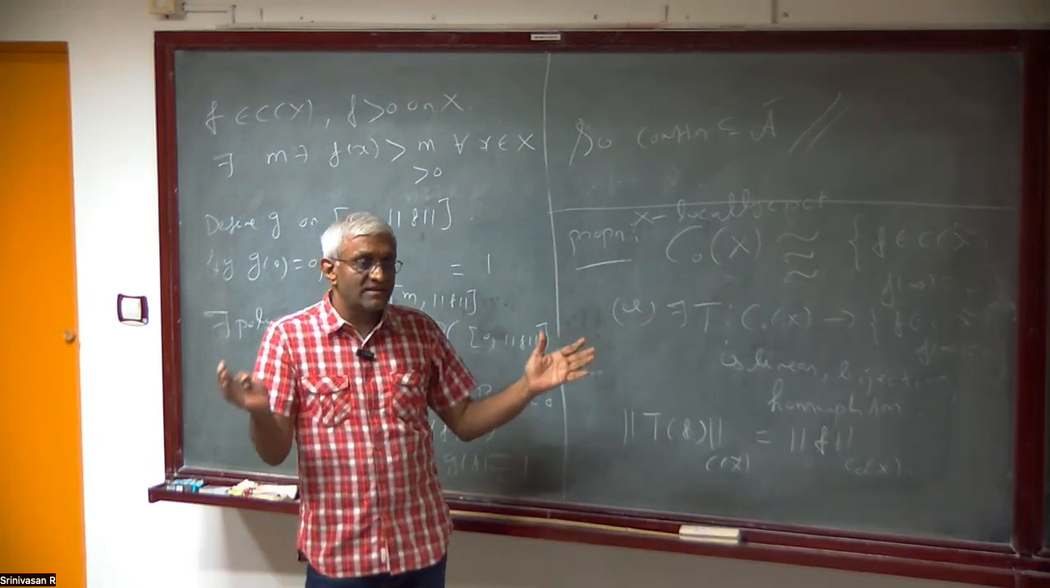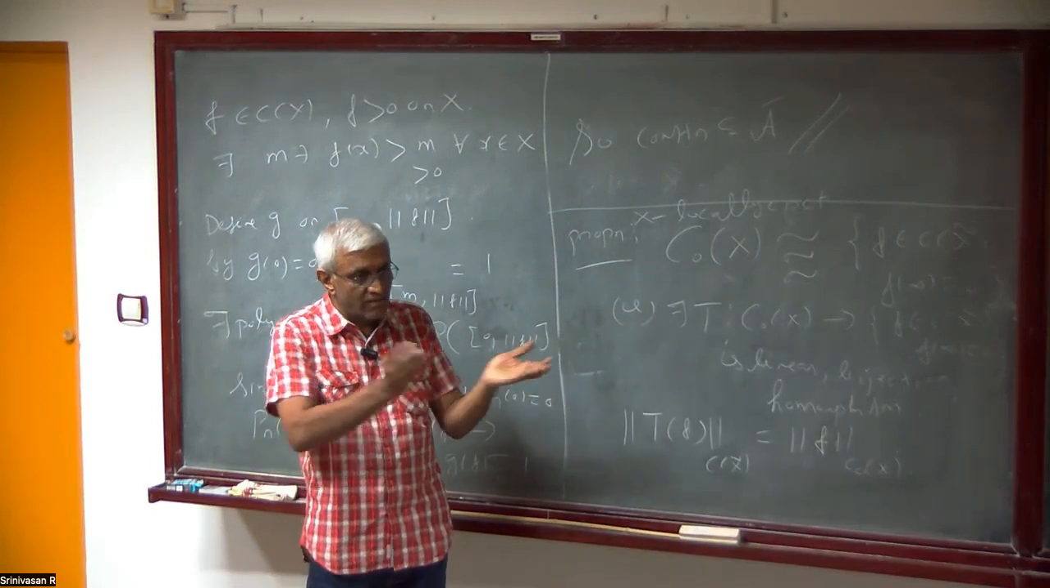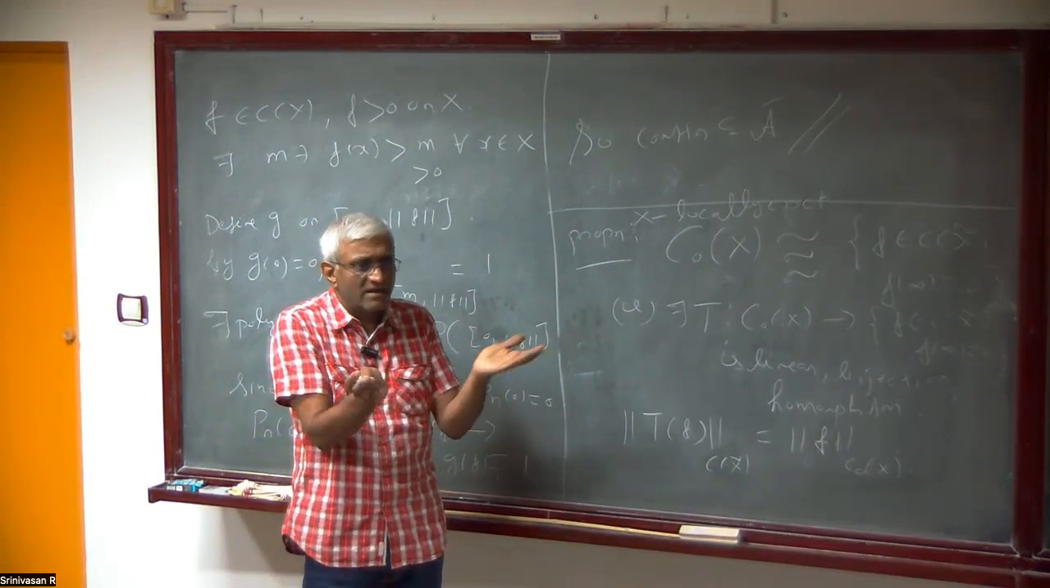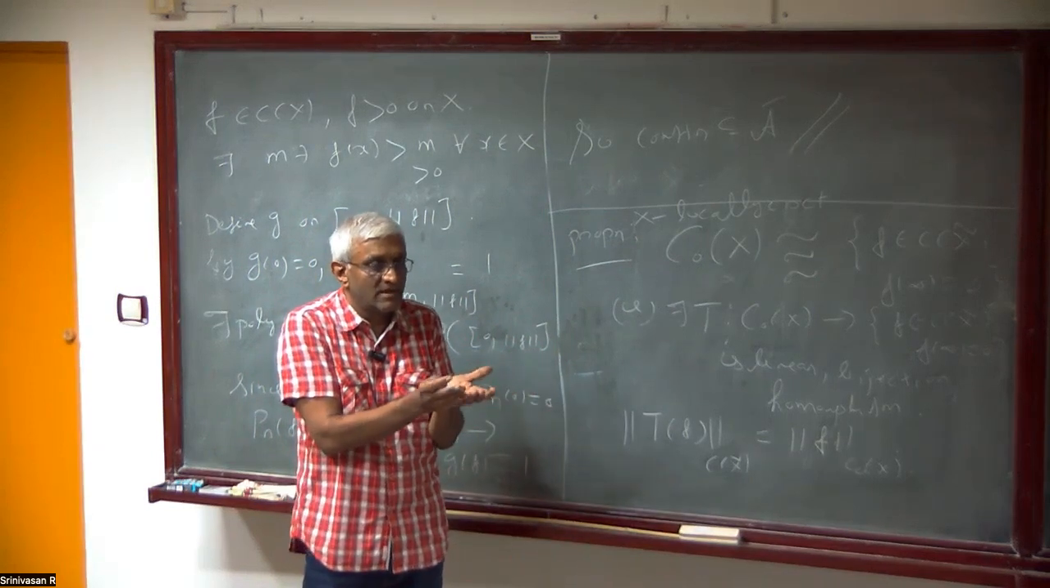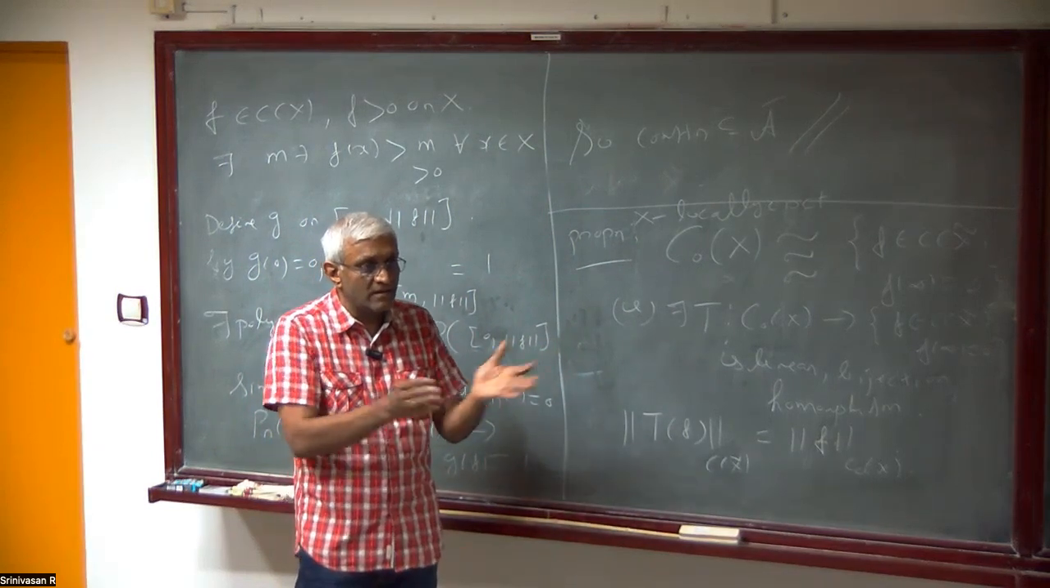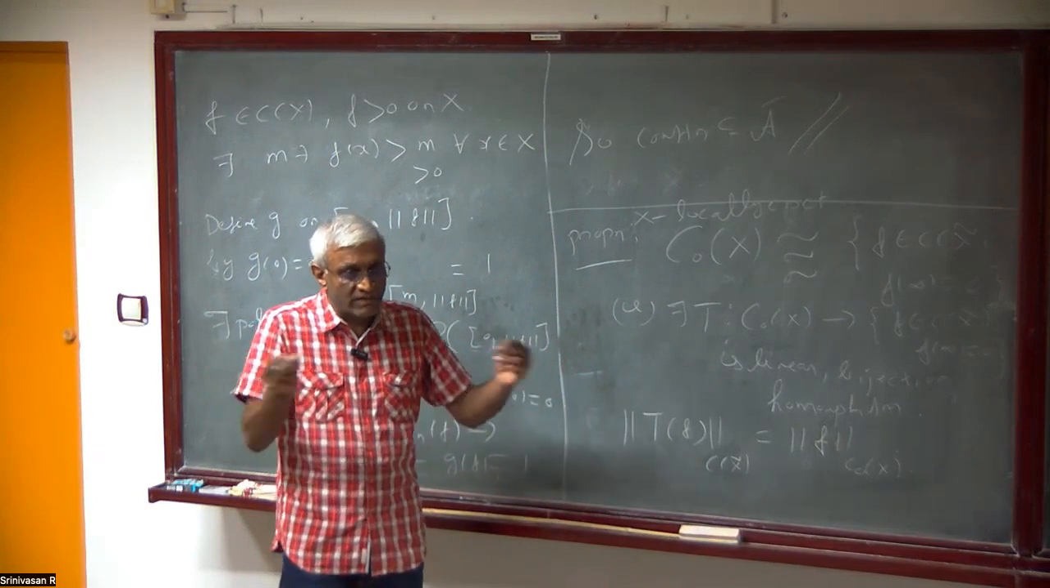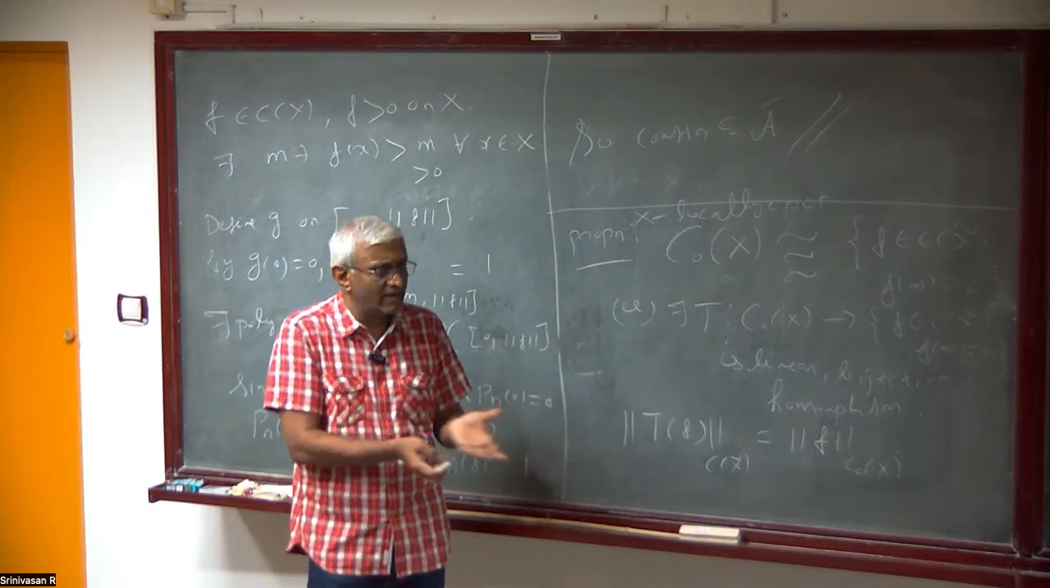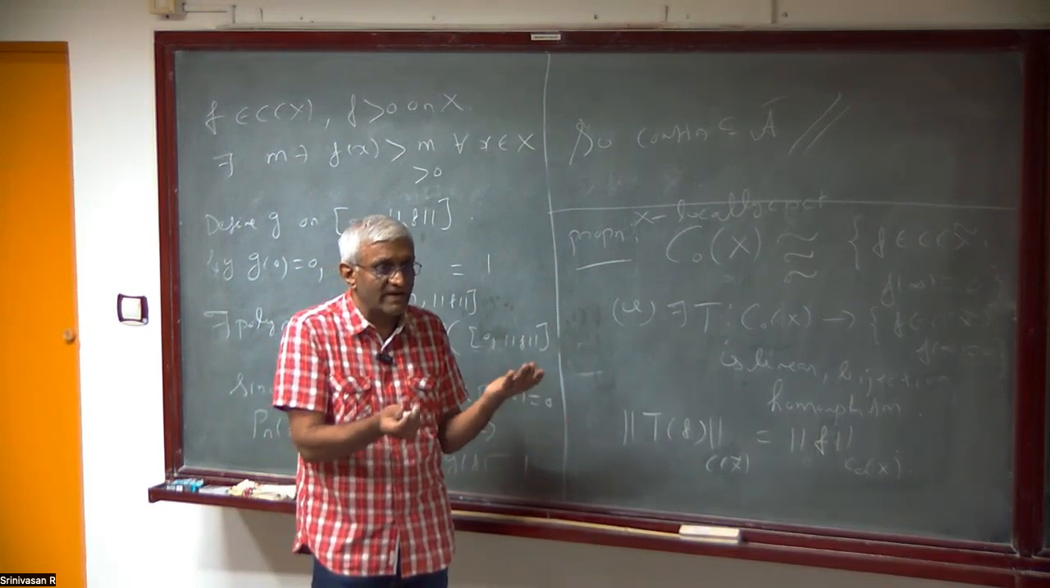If we have two sets, just sets, and there is a bijection between them, you can treat them as the same set. There is no difference. But if you have a vector space, then if there is a linear isomorphism between them, it's more or less the same vector space.